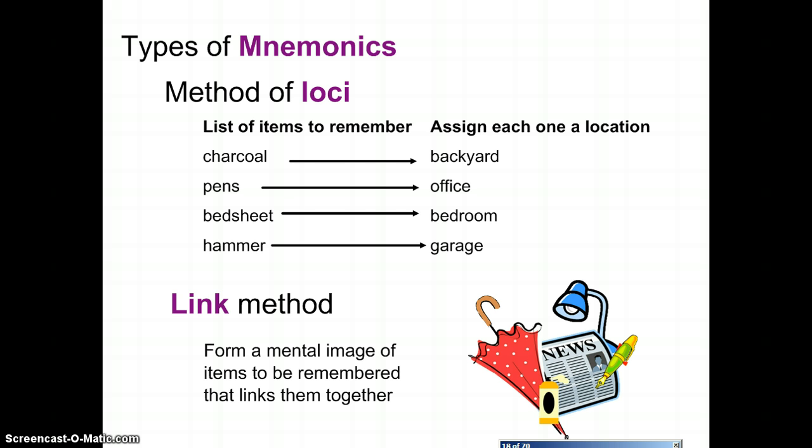In the link method, you try to remember a list of items by creating a visual image of the items all together, like this image. This person might be trying to remember a lamp, a newspaper, a pen, an umbrella, and shaving cream. So they picture them all together, and then when they try to remember them, they just call up the picture.